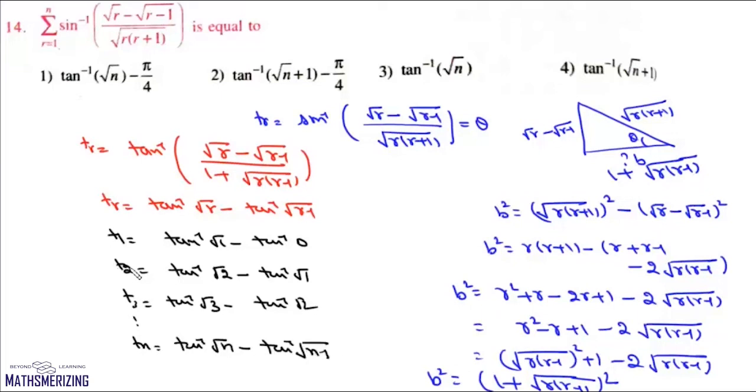Now if we add them all up, tan inverse 1 will cancel, tan inverse 2 will cancel. We'll get this result Sn as tan inverse of under root n, and that's your option 3.